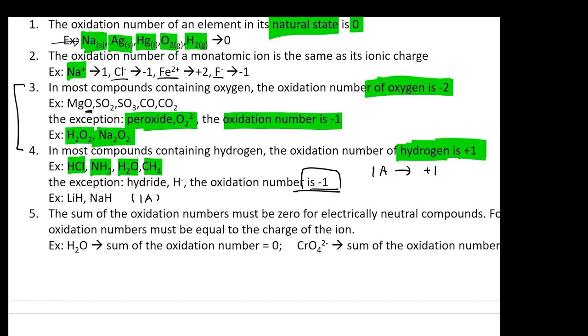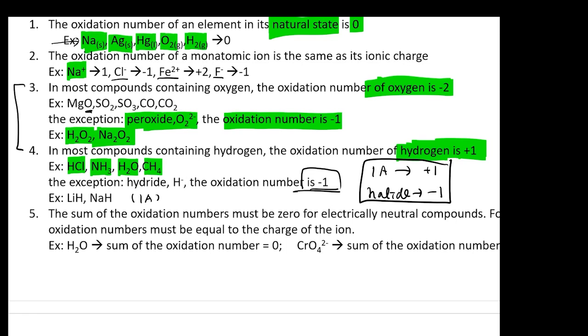Another thing you will see a lot, even though I did not put it here, but I want to mention: if you look at the halide group, if they form a compound, they always carry -1. So I would suggest that you also put this in here.